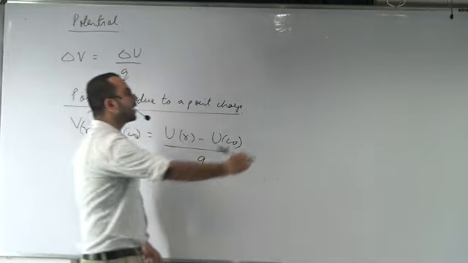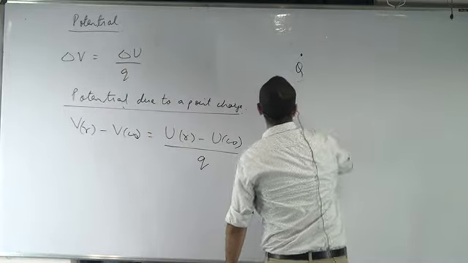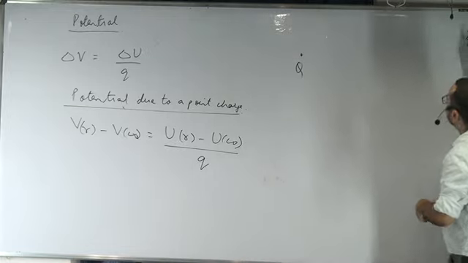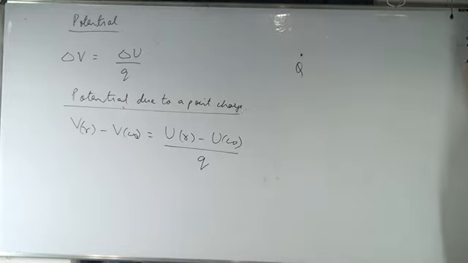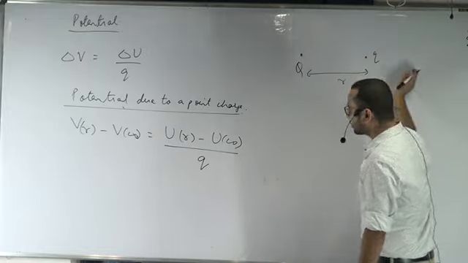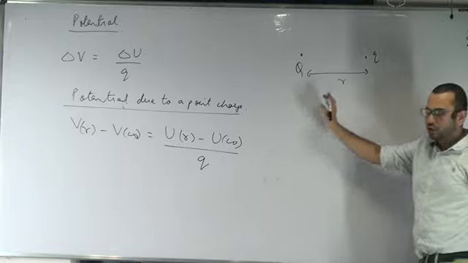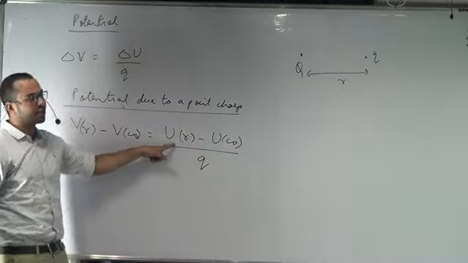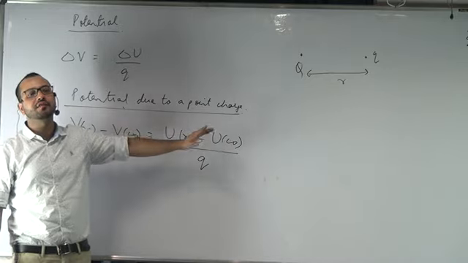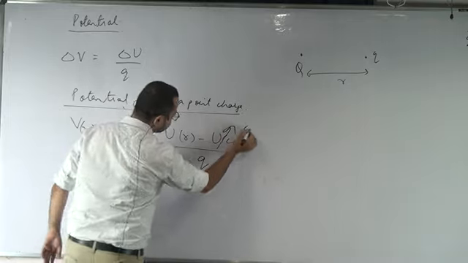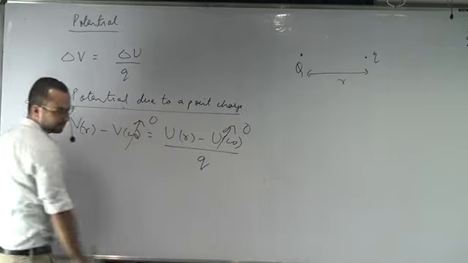Is that correct? So what that means is there is a charge particle Q, and another charge particle small q which is at infinity, and I am bringing this charge particle to a position R. This is what I am doing. So the potential at R minus the potential at infinity is equal to the potential energy at R minus the potential energy at infinity divided by the test charge. Is that correct? As per my reference, this is 0 and this is also 0.